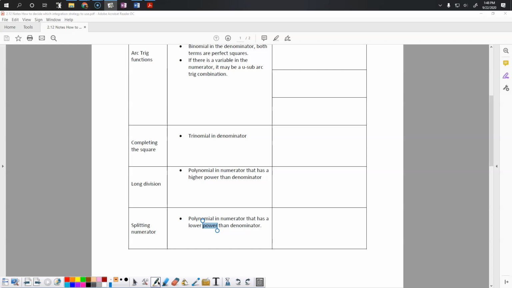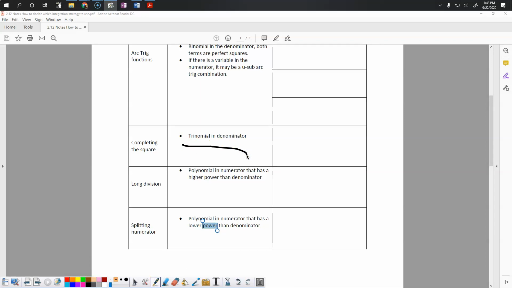These next few, completing the square and long division, well, they're not really popular. They pop up here and there, but we'll talk about them. Splitting the numerator is fairly popular, though. Well, we'll talk about that. Now, let's see if we can identify those. So, completing the square. That happens usually when you have a trinomial in the denominator.